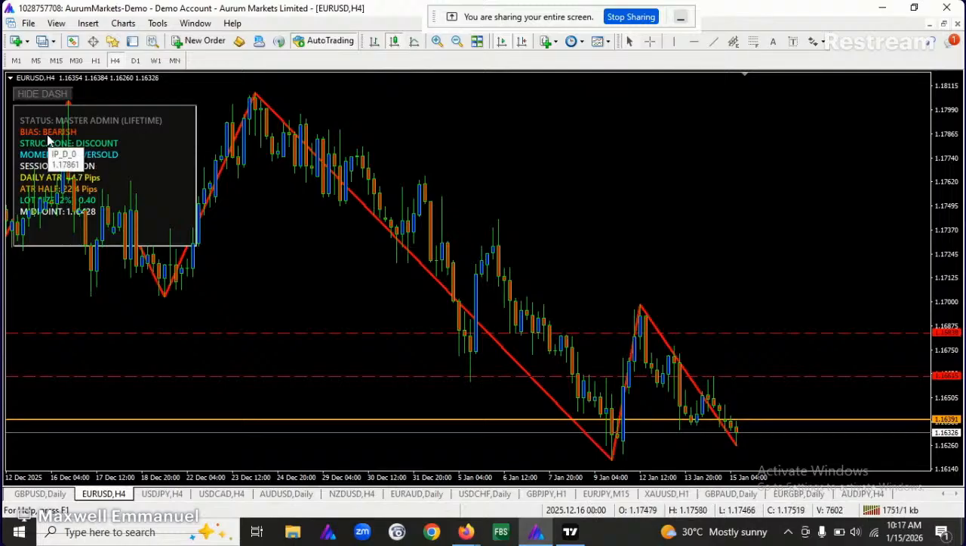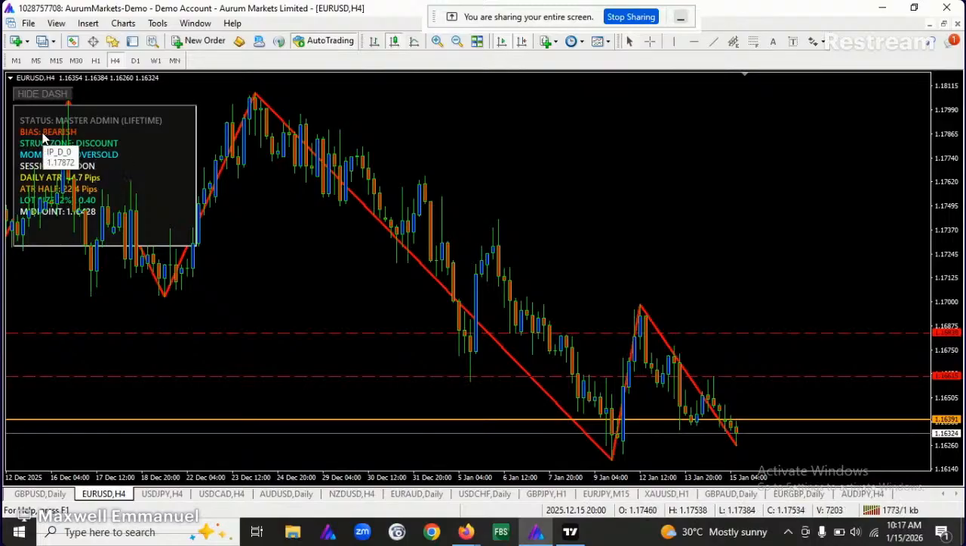Euro USD is the same thing. My bias for Euro USD is bearish. You can see the bias for Euro USD is bearish, but price is at a discount. And at a discount, we do not sell. We don't sell at a discount.